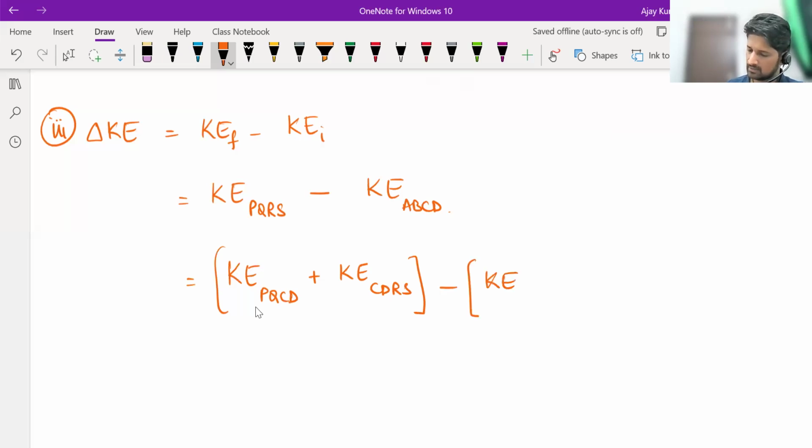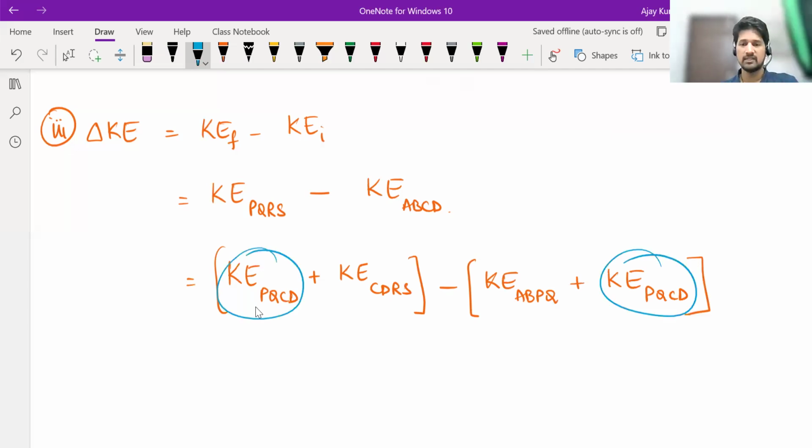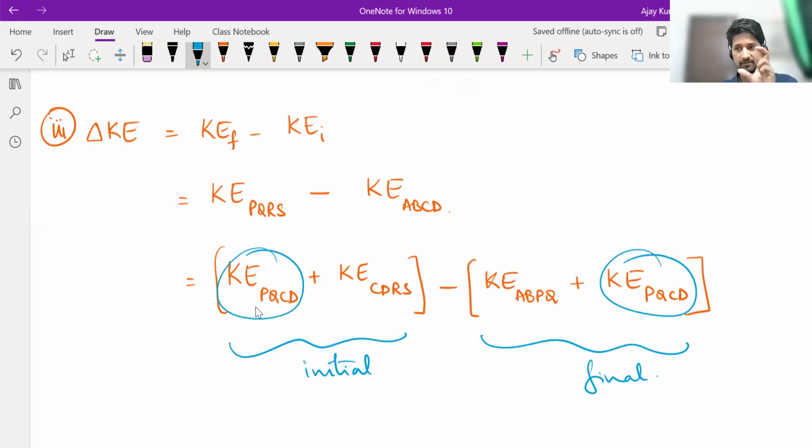Also, we can split it into two parts. Kinetic energy between AB and PQ plus kinetic energy in the space between PQ and CD. Okay. Again, in these two terms, kinetic energy in the space between PQ, CD appears to be common. But this is initial kinetic energy in that space, and this is final kinetic energy in that space. Let us verify if the kinetic energy in that space initially and finally will be the same or not.